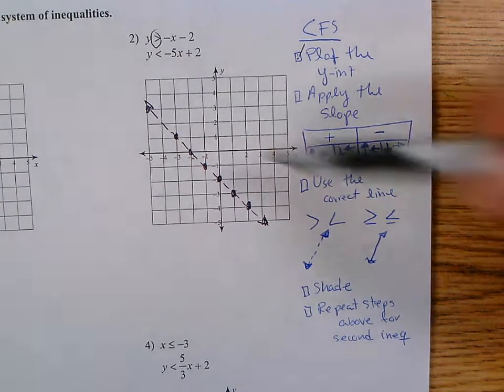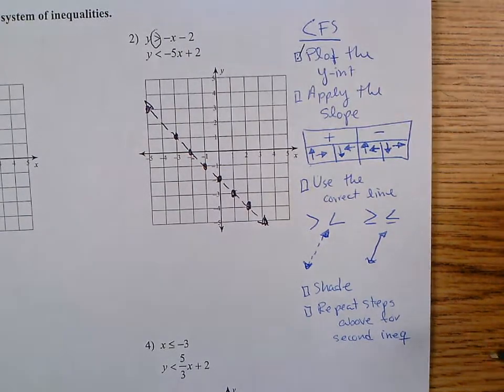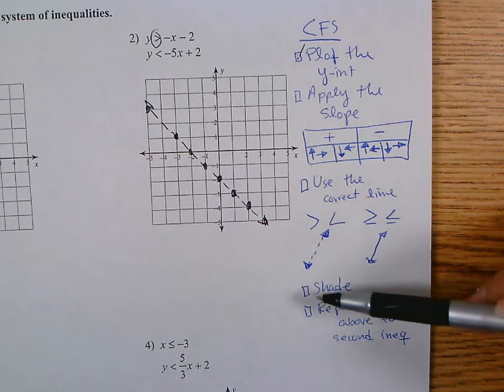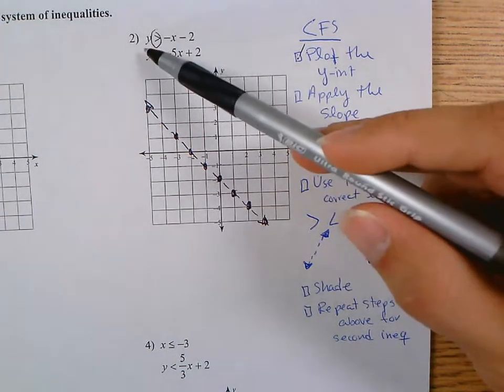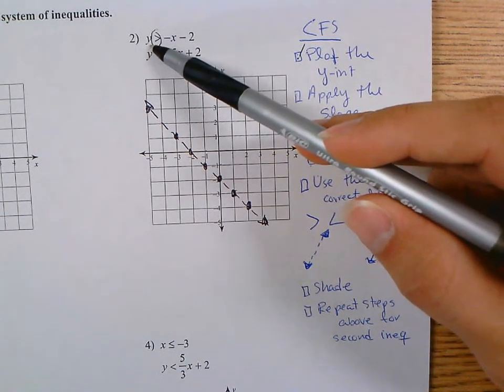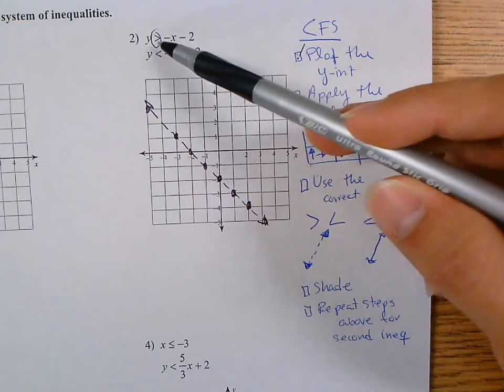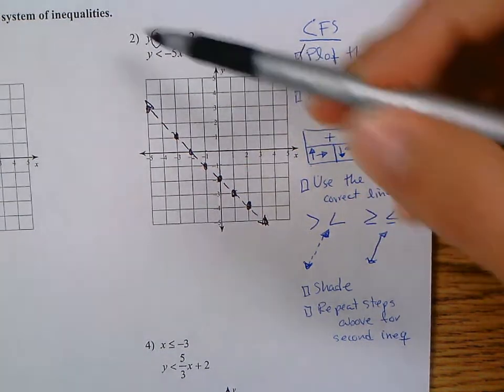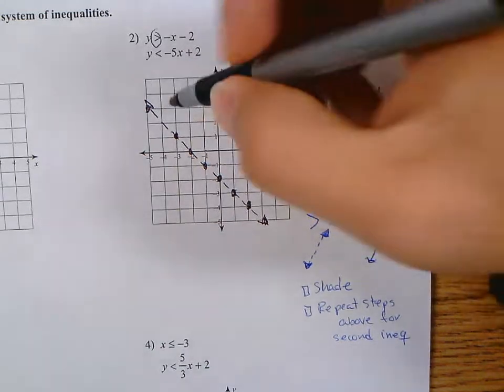So far, I have already graphed this, but there's one more thing that I'm missing. It says shading. Now, because I'm looking for all the values of y that are greater than -x minus 2, I'm going to shade up.